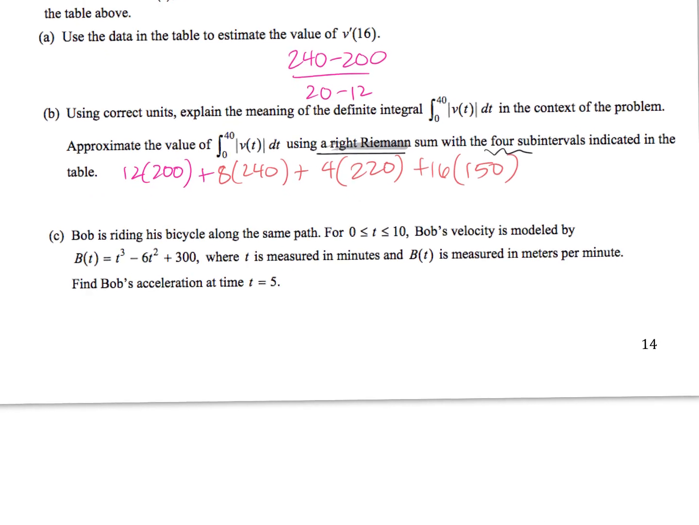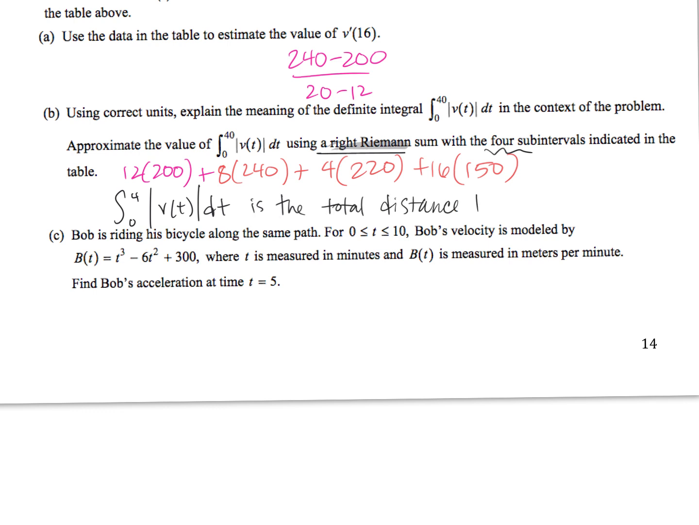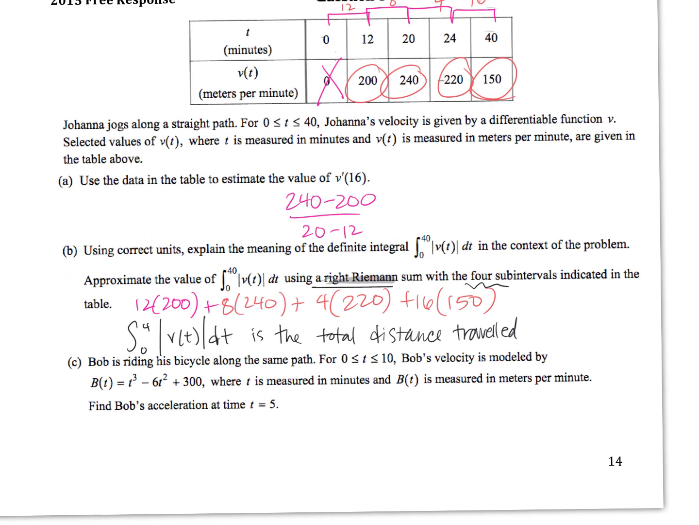I'll blow mine up a little bit. The integral from 0 to 40 of the absolute value of v of t, dt, is the total distance traveled in, because it says use correct units. What would her units have been? Don't forget, we took this times that. It'd just be meters. Yeah, we took minutes times meters per minute, and so those minutes are going to cancel, and I'll just be left with meters. So it is the total distance traveled in meters, or you could have said the total meters traveled, my bad.